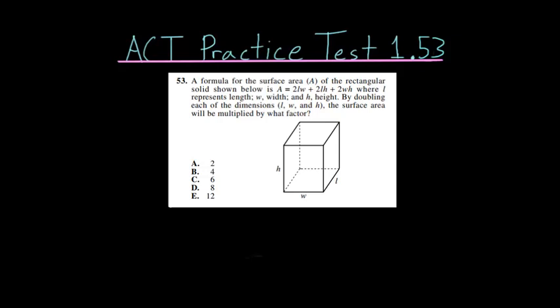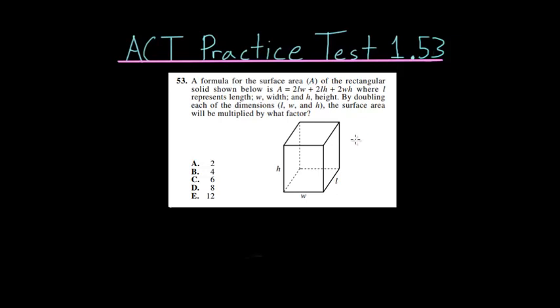For the 53rd problem on this first ACT practice test, a formula for the surface area A of the rectangular solid shown below is A equals 2LW plus 2LH plus 2WH, where L represents length, W width, and H height. By doubling each of the dimensions, length, width, and height, the surface area will be multiplied by what factor?